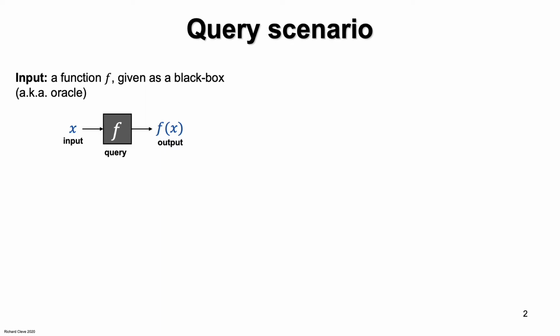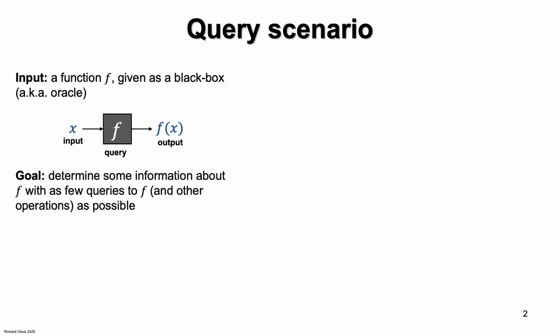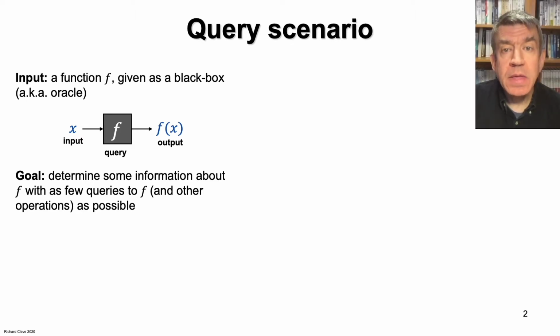Now, suppose that we want to acquire some information about a function f, and that we want to do this with as few queries as possible. It's kind of like a game, where we want to know something about an unknown function f, and we're only allowed to ask questions like, what's the value of f at point x for any x of our choosing? How many questions do we have to ask?